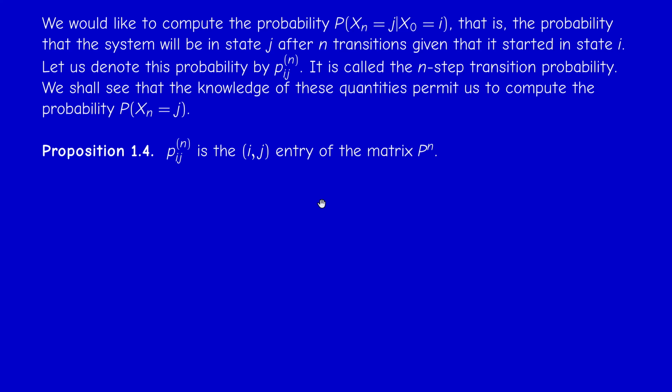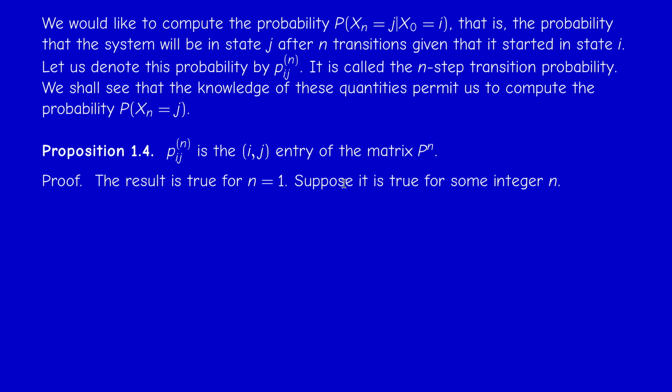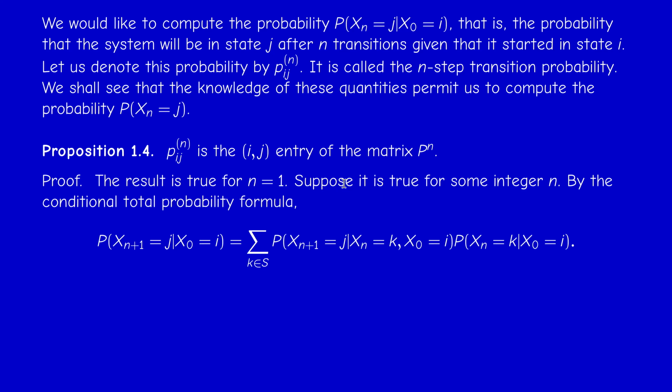Not trivial. So once again, this is not Pij times itself n times. Okay, by induction, recurrence. This is true for n equal 1 by definition of Pij and the transition matrix P. Okay? Suppose now that this formula is true for some integer n. I apply the conditional total probability formula. Okay, so I want to prove that this is just Pij to the n plus 1.